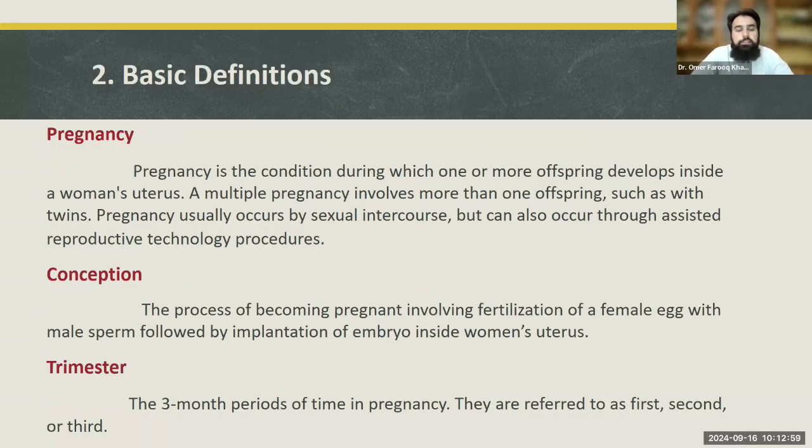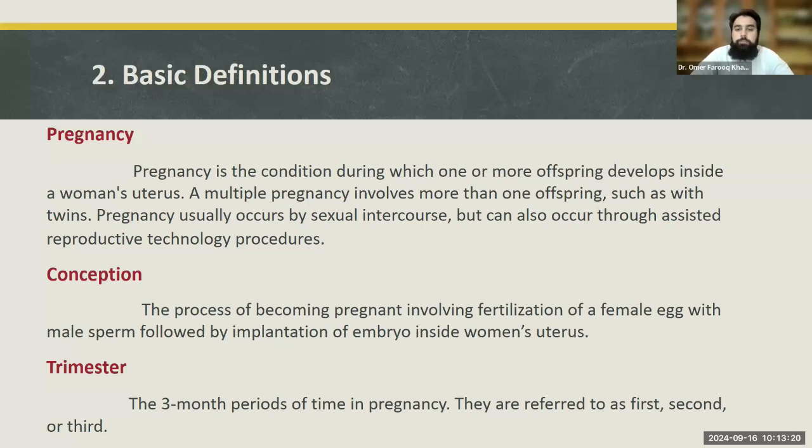So, basic definitions. So what is a pregnancy? Pregnancy is a condition during which one or more offspring develops inside a woman's uterus. A multiple pregnancy involves more than one offspring, such as with twins. Pregnancy usually occurs by sexual intercourse, but can also occur through assisted reproductive technology procedures.